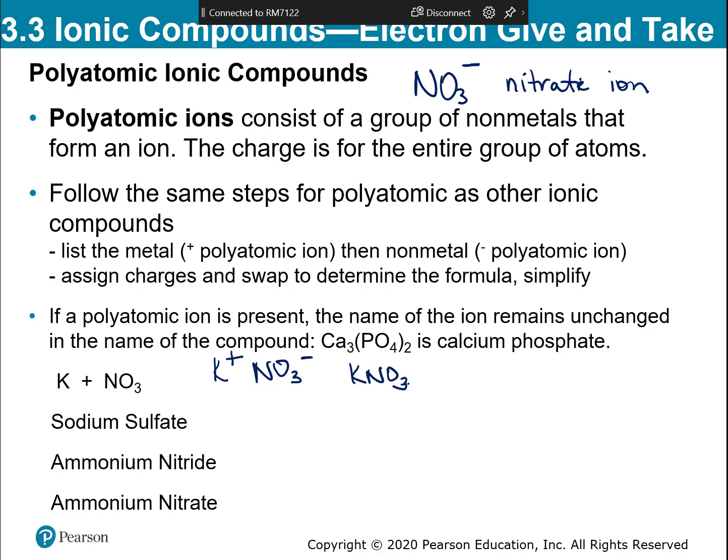So in their name, you still use the whole name of the metal, but instead of splitting this up, you just keep the name of the polyatomic. So this is potassium... what? Nitrate. So make sure you remember this is different than potassium nitride. Potassium nitride would just be potassium and a nitrogen combining. But potassium nitrate tells you that it's that polyatomic.